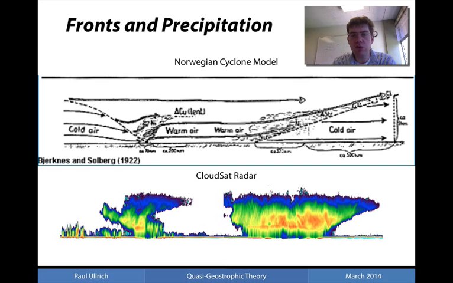So fronts and precipitation kind of play into each other in the presence of the Norwegian cyclone model. Basically, the Norwegian cyclone model is formulated based on the conceptualization of what would happen if you had fronts interacting with one another.